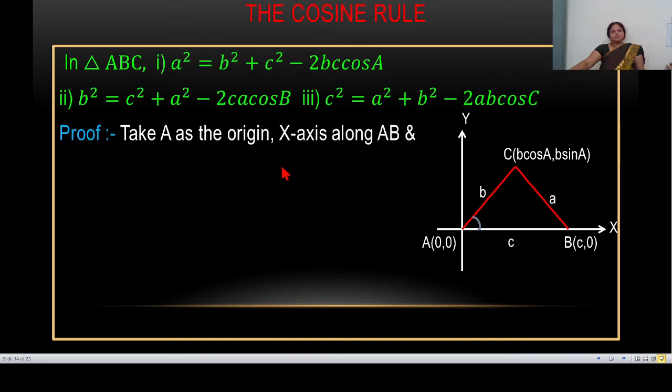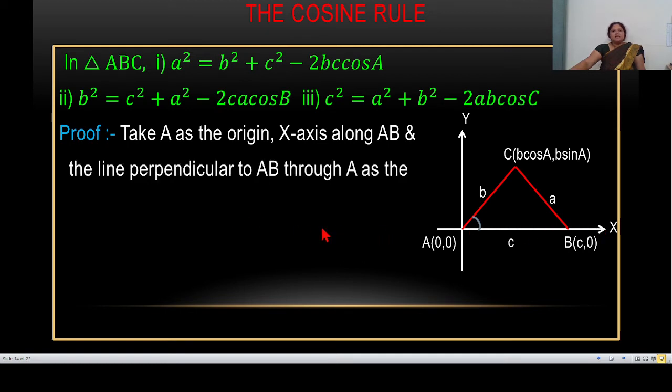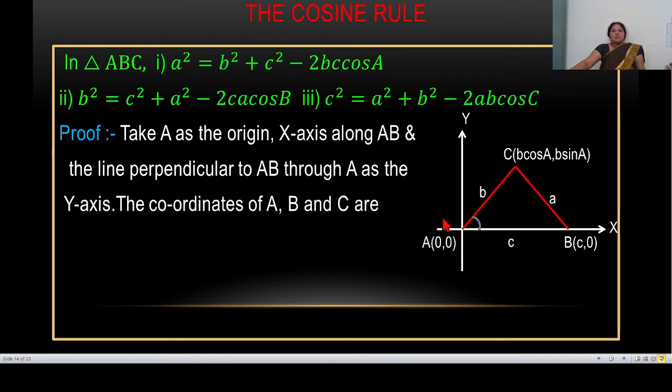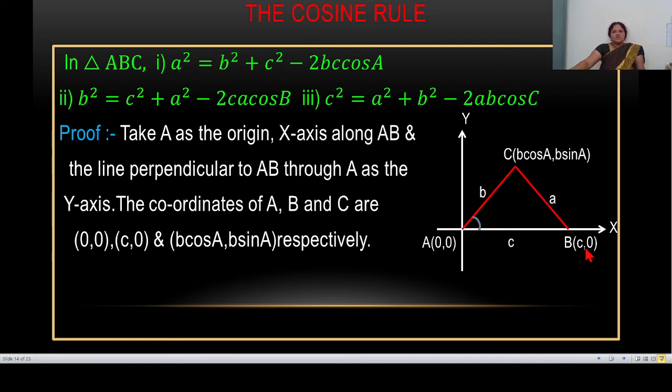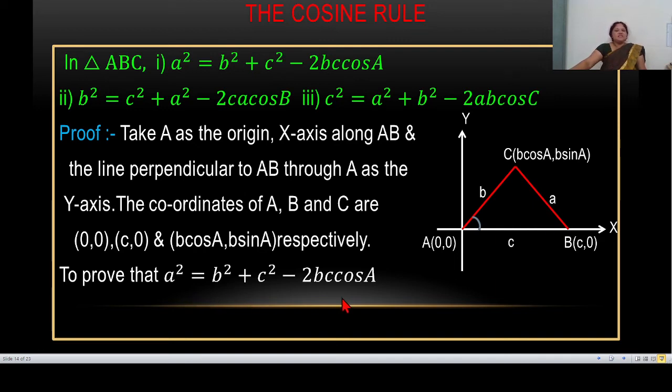Take A as the origin, x-axis along AB, and the line perpendicular to AB passing through the point A as the y-axis. The coordinates of A, B, and C are (0, 0), (c, 0), and (b cos A, b sin A) respectively. To prove that a square equal to b square plus c square minus 2bc cos A.